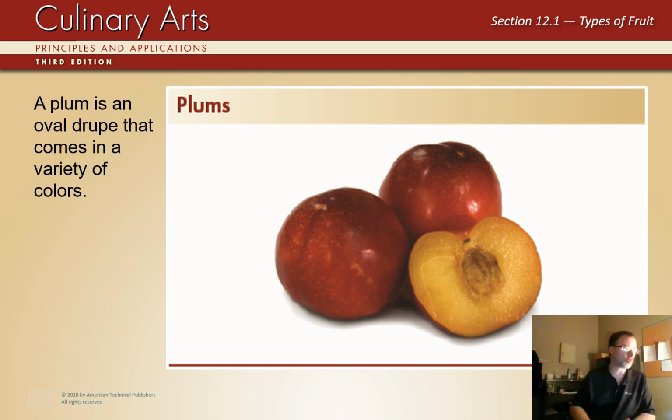Plums can be eaten raw or baked in cobblers and tarts. Dried plums are known as prunes. So when we dry them, they're called prunes. They almost look like a date or a dried fig. They're very large and have a lot of fiber in them.